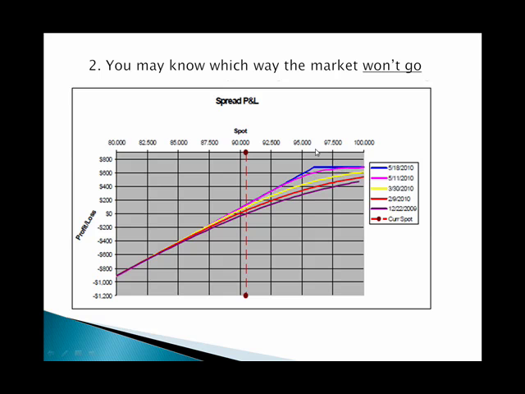So that's if you're good at guessing where price won't go. Suppose your analysis tells you that there's a support level around 90 or something, and price probably won't breach that.